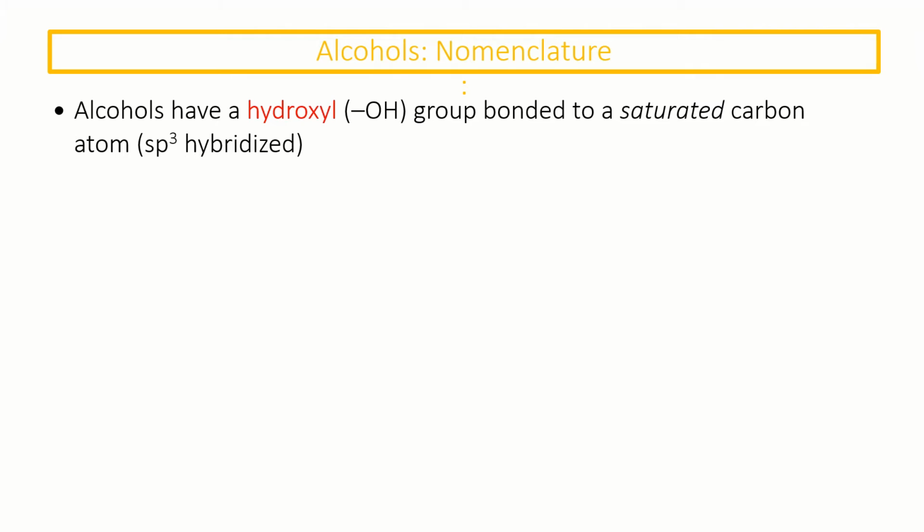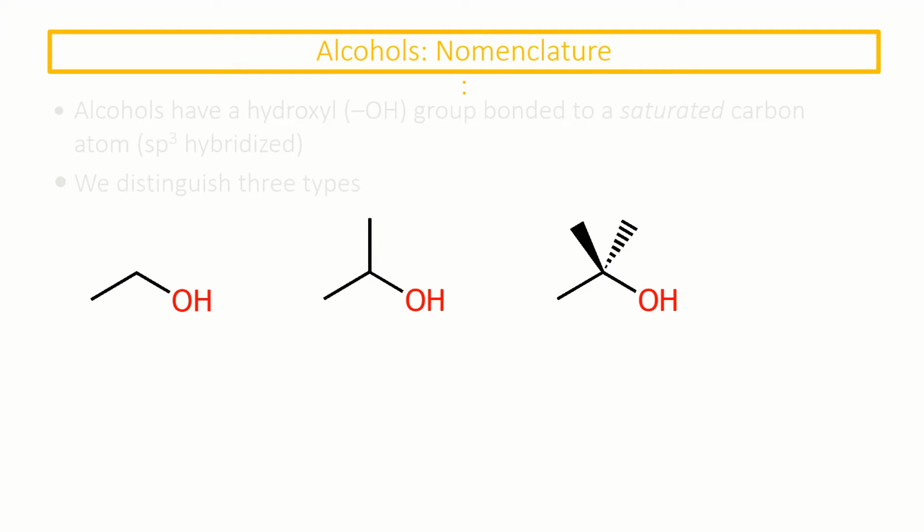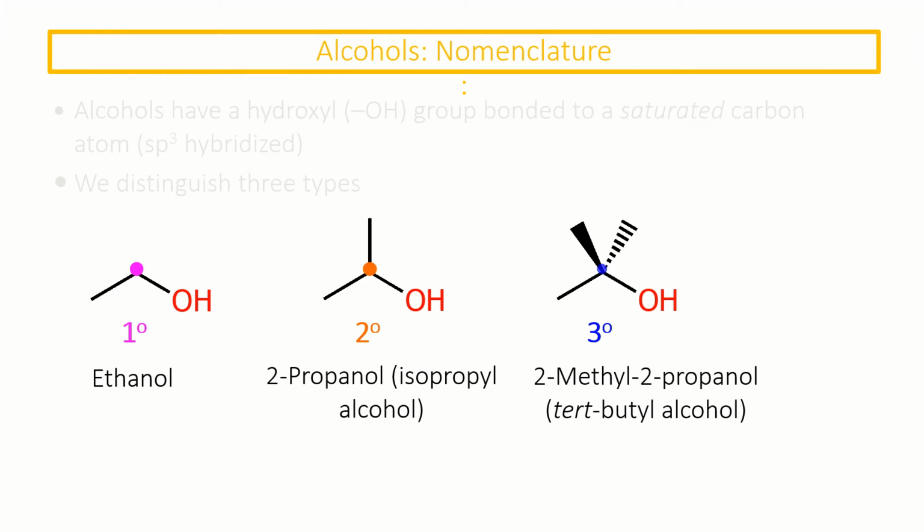As stated, alcohols have a hydroxyl group bonded to carbon, and we can therefore distinguish 3 types. There are primary alcohols, secondary alcohols, and tertiary alcohols.